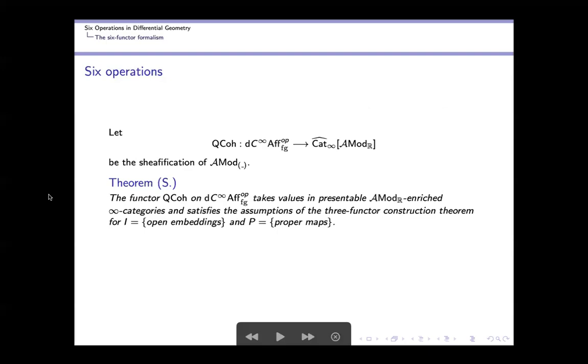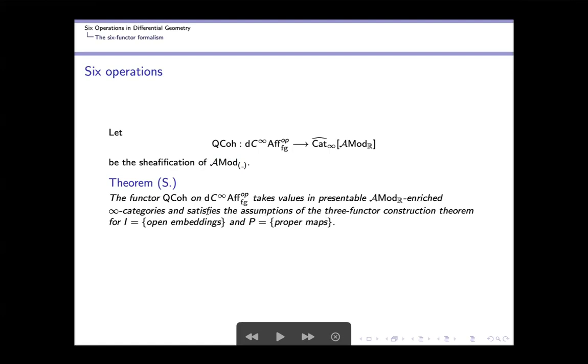It turns out that to also satisfy the other conditions that this construction is supposed to have, you have to sheafify this functor. So this functor on the previous slide, that's not a sheaf. If you sheafify it, then it becomes a six-functor formalism. So this is the theorem. The sheafification of this functor that takes modules for these functional analytic rings, that's what I'm going to call quasi-coherent sheaves. And the theorem is that indeed this is a six-functor formalism for the classes of open embeddings and proper maps.